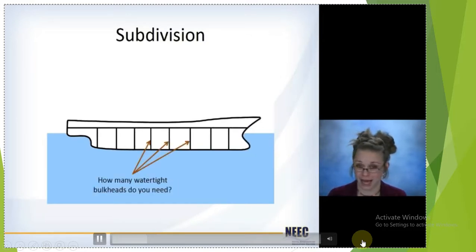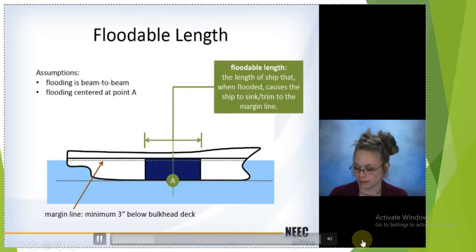But the question is, how many watertight bulkheads do you need? We can appreciate that probably more of them is good, but then it makes it hard and expensive to make the ship. Sometimes you need to have larger spaces because of cargo holds, so you need to figure out exactly how many you need to have. One way to do this is to use floodable length.